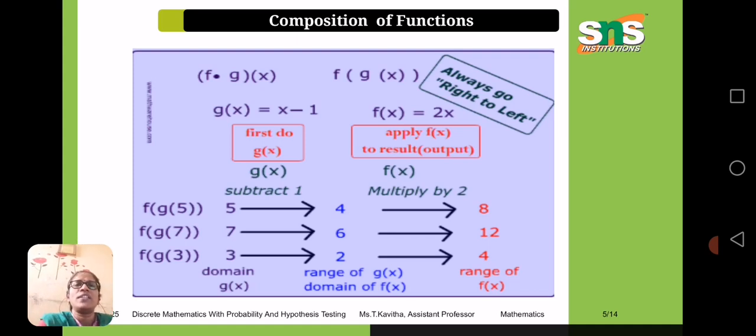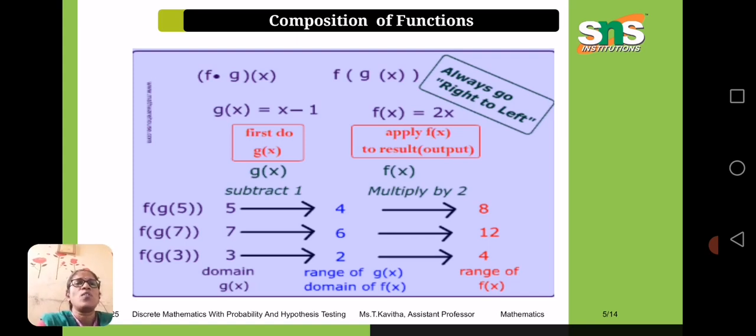Here are some examples with numbers. f(g(5)). Here g(x) = x - 1, x is 5. Therefore 5 - 1 is 4. Now we calculate f(g(5)). g(5) is equal to 4. Therefore f(4), where f(x) = 2x, so we multiply by 2. f(g(5)) is equal to 8. In the same way we can calculate g(7) and g(3).